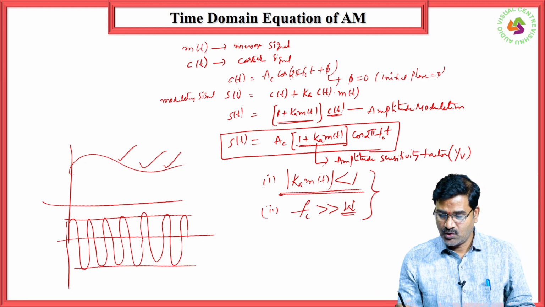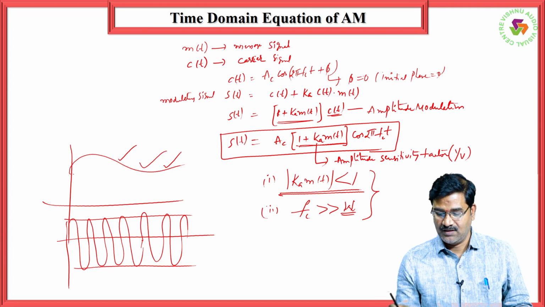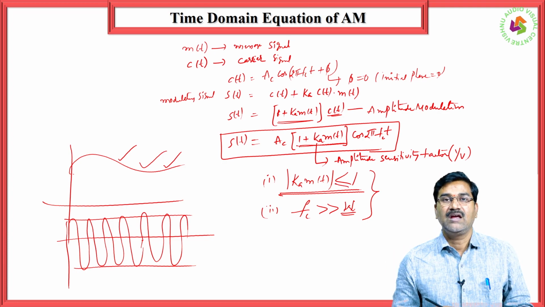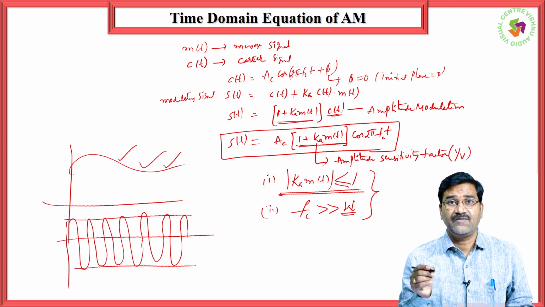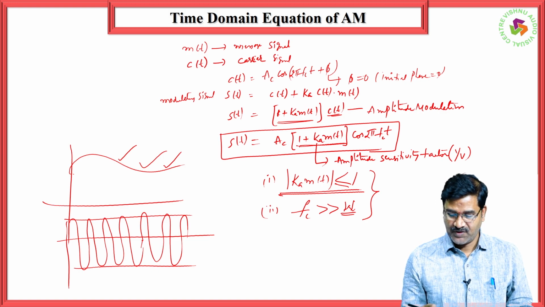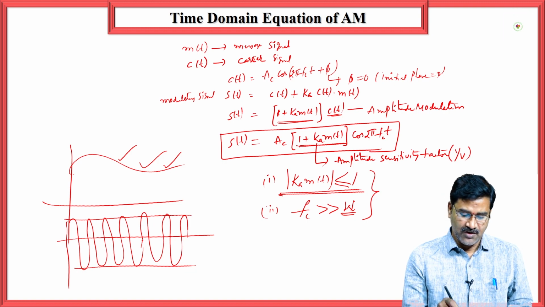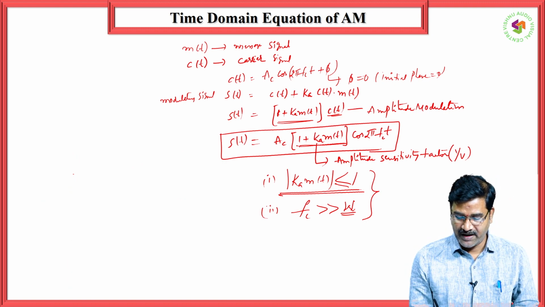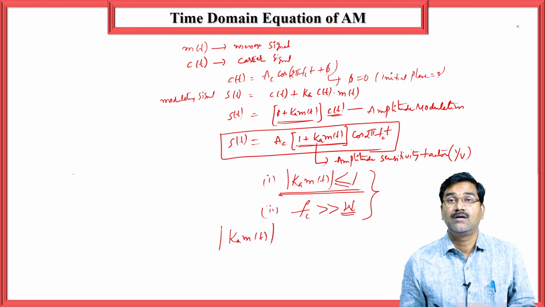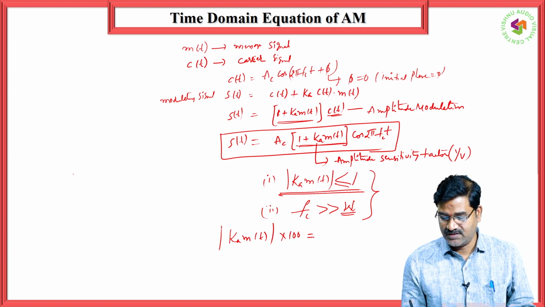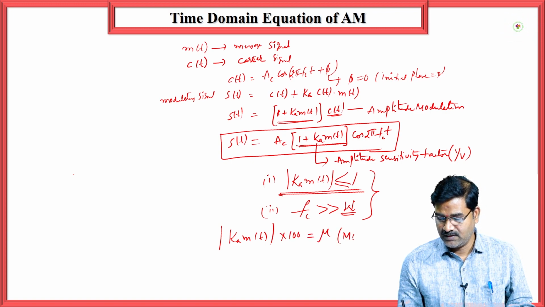So now, based on these two conditions, what happens if |Km(t)| is greater than 1? Always |Km(t)| must be less than or equal to 1. Here, another definition called modulation index: the absolute maximum value of Km(t), multiplied by 100, we call this mu. Generally, it is the modulation index.